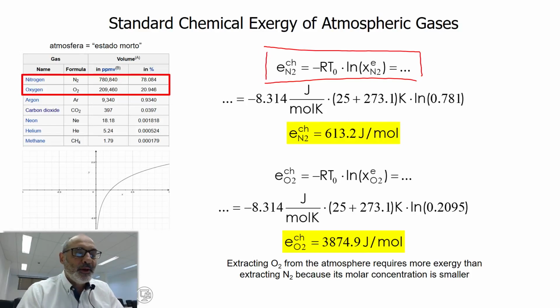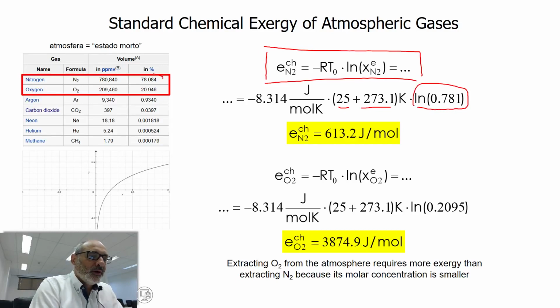And when we replace the proper numbers, minus 8.314 is the gas constant, T0 is 25 plus 273.15 to switch to Kelvin, and Ln of 0.781, its molar concentration. When we do the calculations, we get this final result: 613.2 joules per mole.